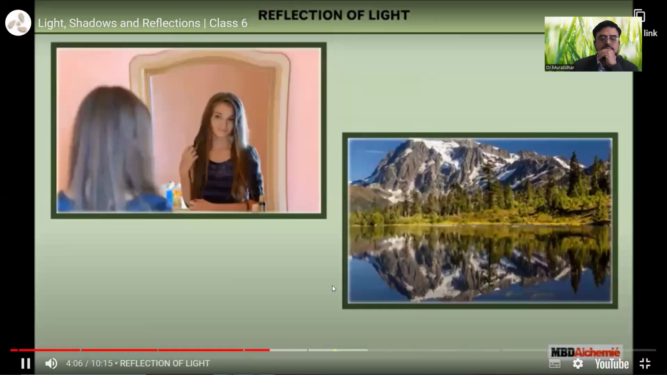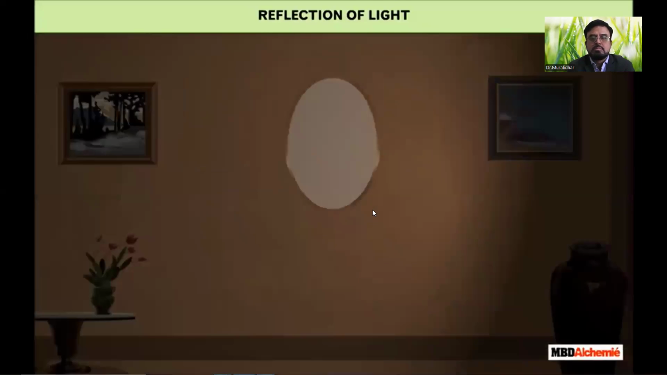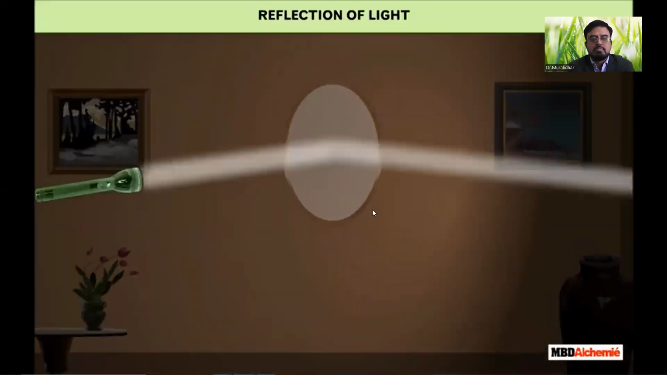This is due to reflection of light. Let us do an activity to understand what reflection is. In a dark, empty room, from the left, shine a flashlight on a mirror. In this case, you will see a bright patch of light on the wall to your right.